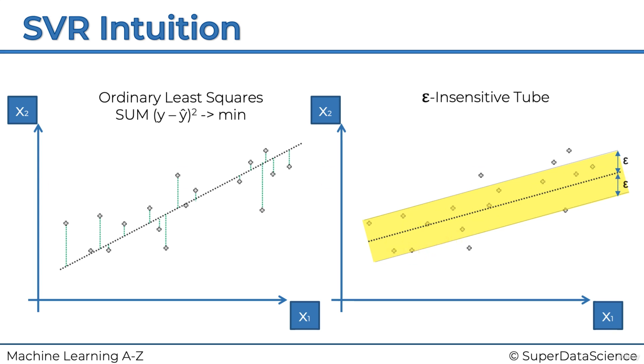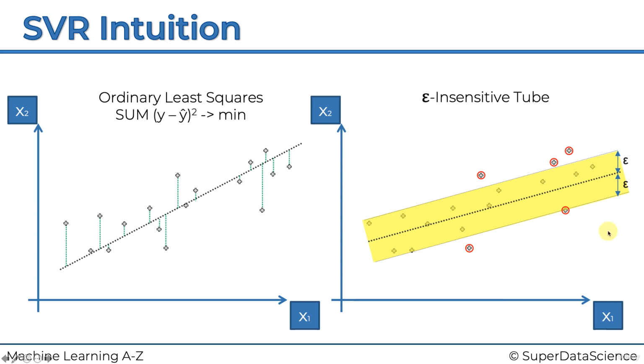And that's kind of the key behind support vector regression. It gives a little bit of movement, or a little bit of buffer to our model. And at the same time, we have points that are outside the epsilon insensitive tube. There they are.